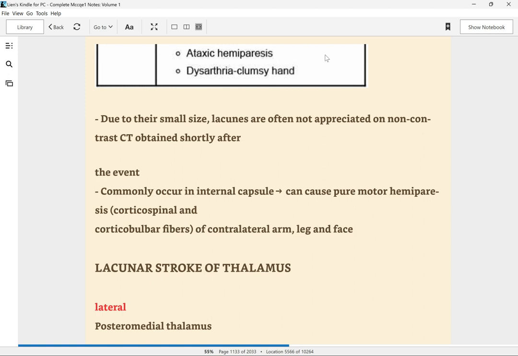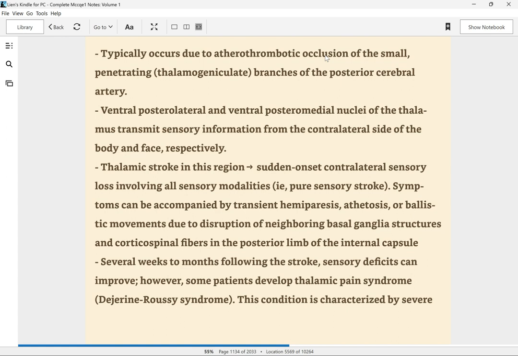Lacunar stroke of the thalamus, lateral posteromedial thalamus, typically occurs due to atherothrombotic occlusion of the small, penetrating, thalamogeniculate branches of the posterior cerebral artery. Ventral posterolateral and ventral posteromedial nuclei of the thalamus transmit sensory information from the contralateral side of the body and face, respectively. Thalamic stroke in this region causes sudden onset contralateral sensory loss involving all sensory modalities, i.e., pure sensory stroke.